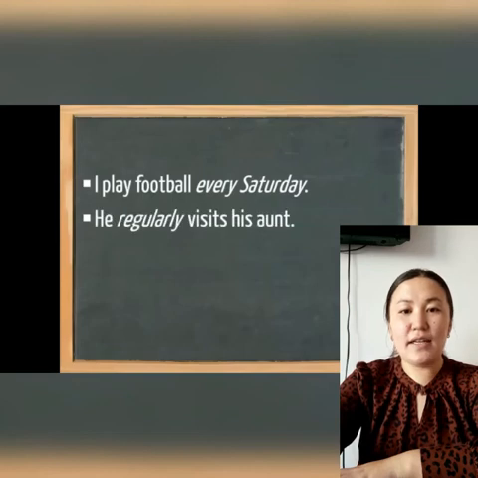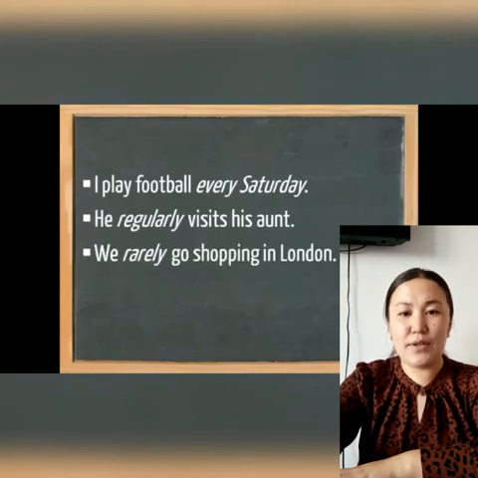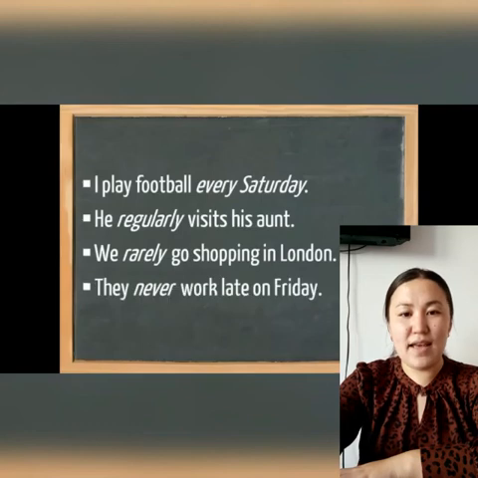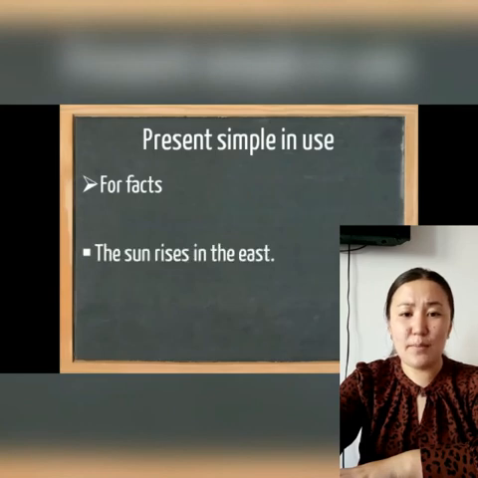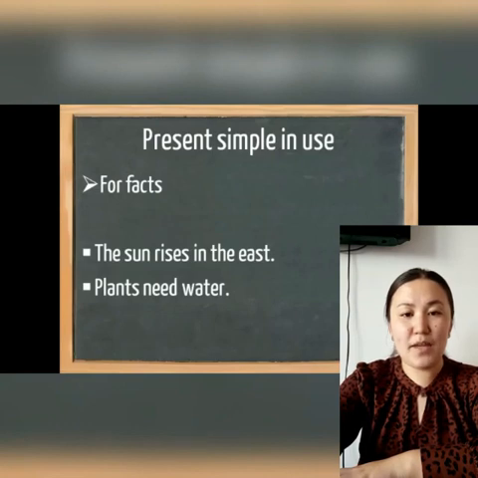He regularly visits his aunt. We rarely go shopping in London. They never work late on Friday. We also use the present simple tense for facts. For example, the sun rises in the east, plants need water.